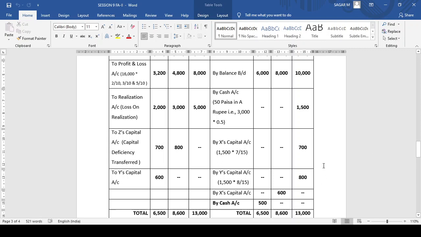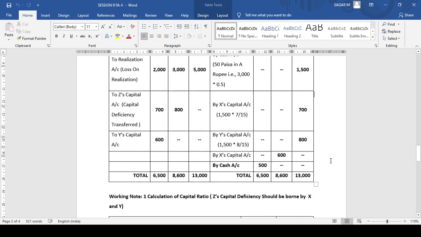Friends, remember, in case one partner becomes insolvent and two partners are solvent, then the capital deficiency of the insolvent partner should be borne by the solvent partners. So in this situation, as we just compared the capital balances of X, Y, Z, at the outset it looks like Z is insolvent. Hence, this 1,500 rupees should be borne by X and Y in their then standing capital ratio.